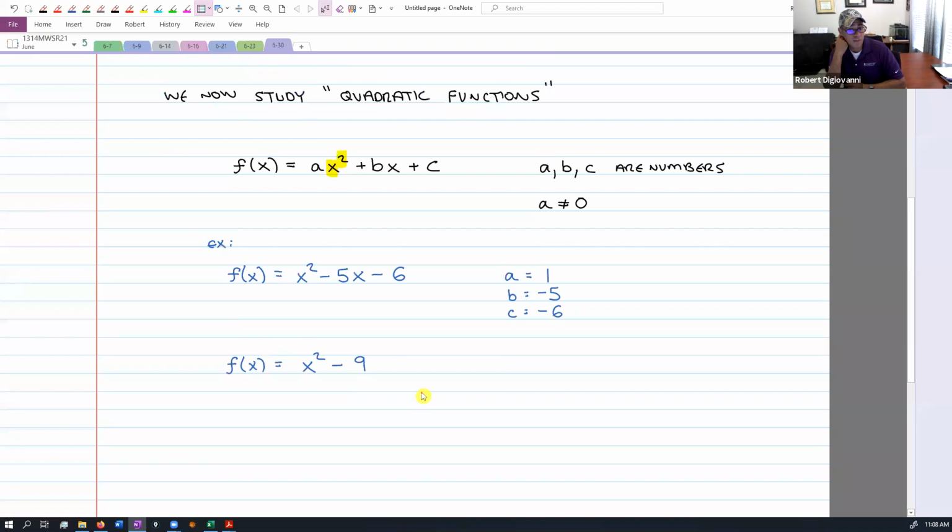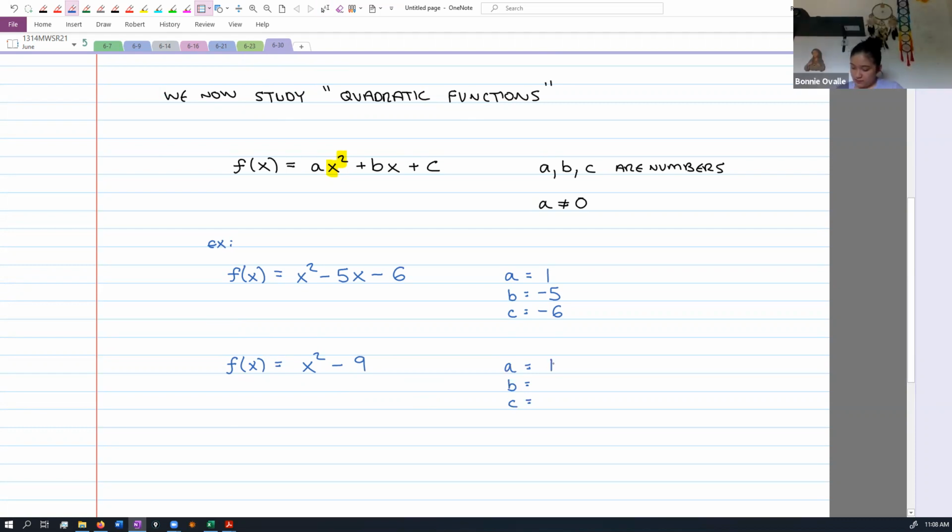That's quadratic, right? Because you see an x squared there. What's A, B, and C here? So A would be what? 1. How about B? -9. Okay, so look at the format up here.